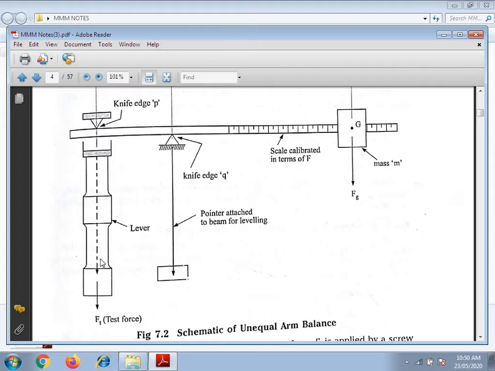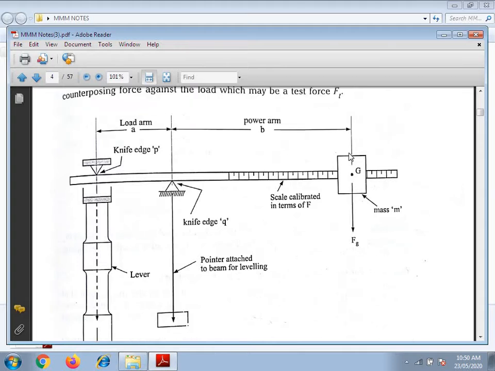So this is the lever, this is the tensile force acting downward, and knife edge P, and this is the pointer attached. Here the scale is provided, and this scale is calibrated in terms of force. And say this load arm is A, power arm is P, then this is Fg, gravitational force acting downward, and this is mass M, and G is the center of gravity.